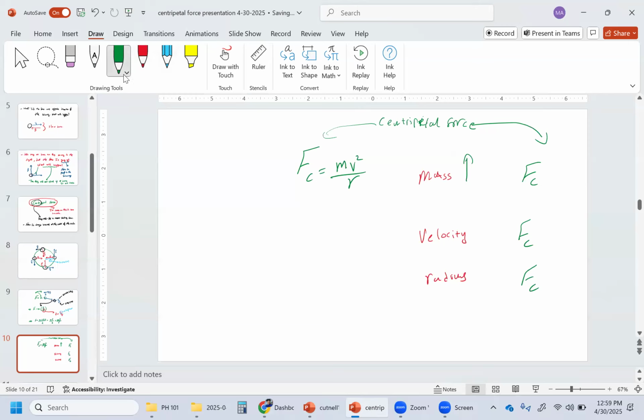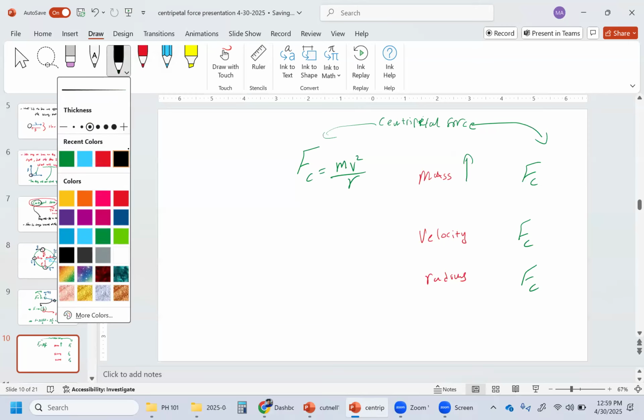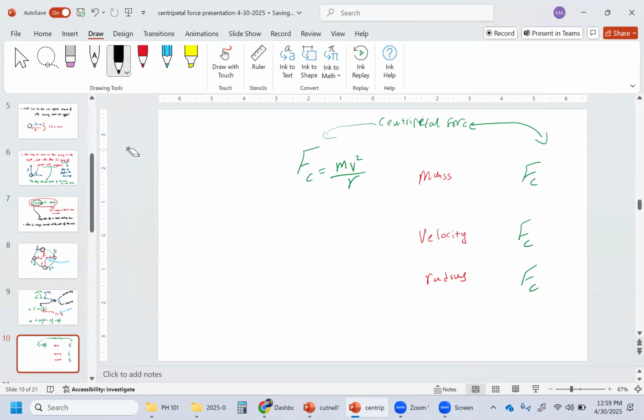We label centripetal force as FC. That means when our mass goes up, according to this equation, your centripetal force will go up. If the velocity goes up, that means your centripetal force goes up. If your radius goes up, that means your centripetal force will go down, and vice versa.